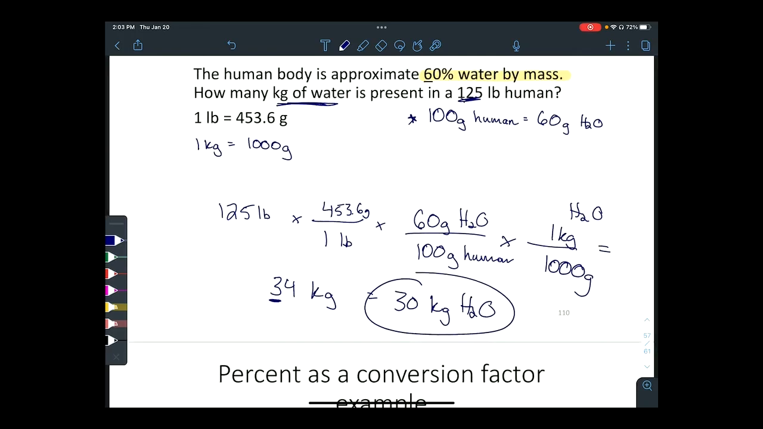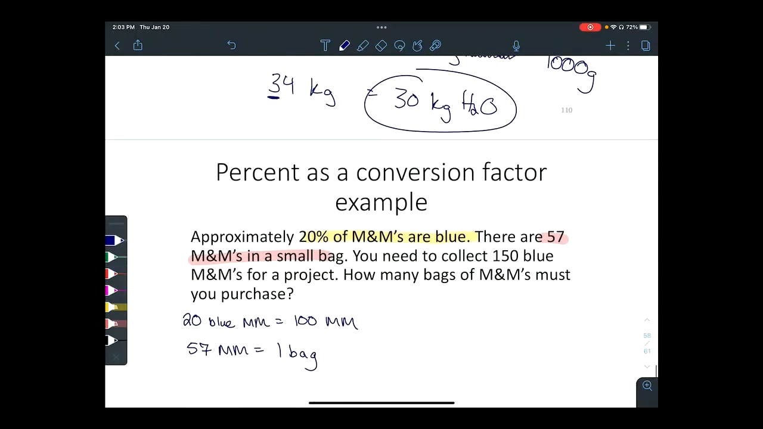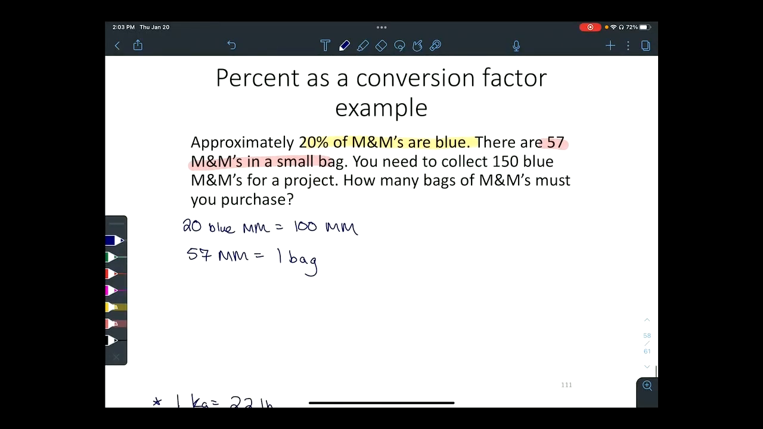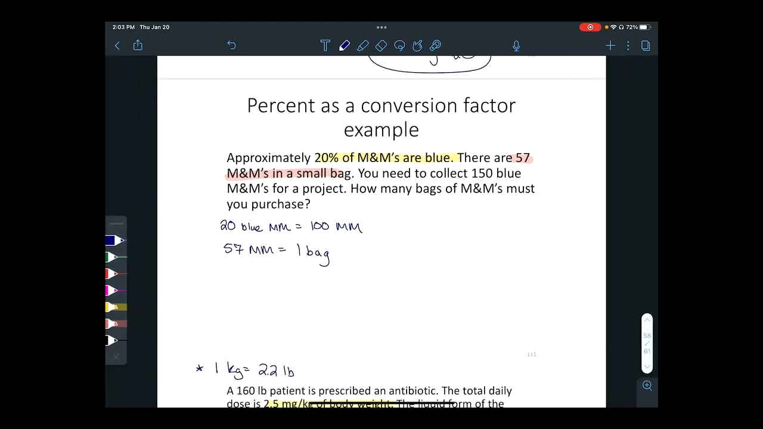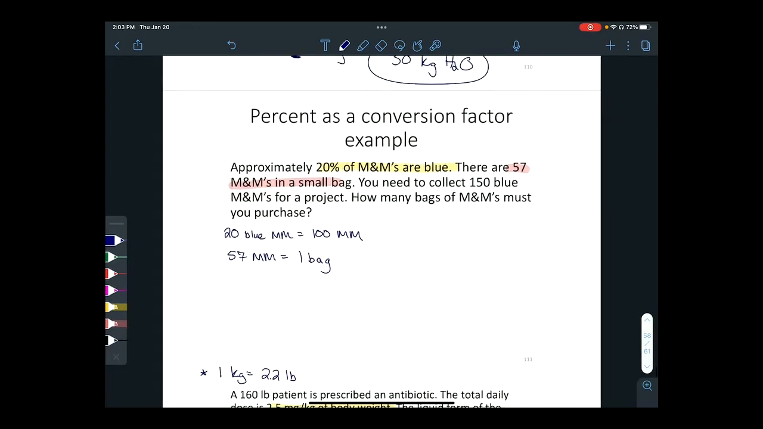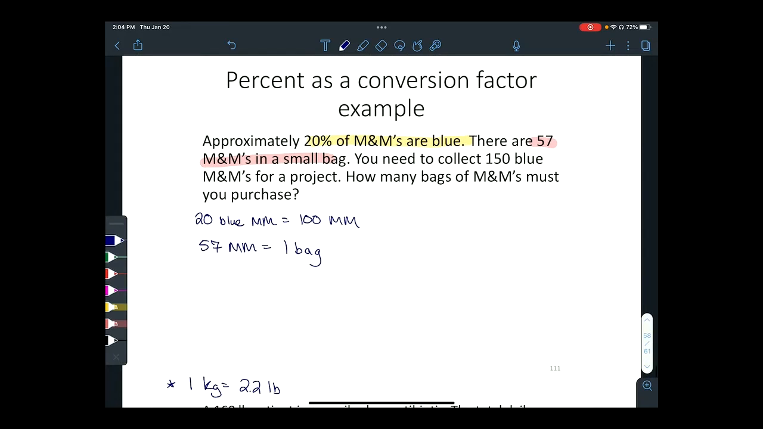There's one more example here about M&Ms, but we really don't have time to do these last couple questions. So instead, I'm going to end chapter 1 right here. Next week we'll start chapter 2.